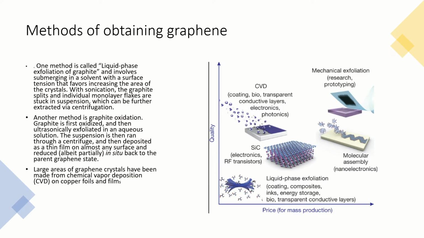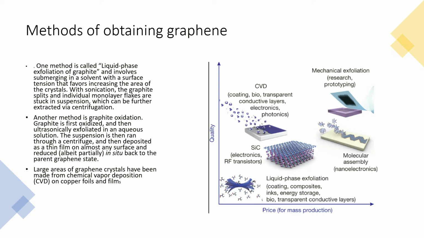So how do we get it? Well, one of the methods is called liquid phase exfoliation, and involves submerging graphite in a solvent with a surface tension that favors increasing the area of the crystals. With sonication, the graphite splits and individual monolayer flakes are stuck in suspension, which can be further extracted via centrifugation.